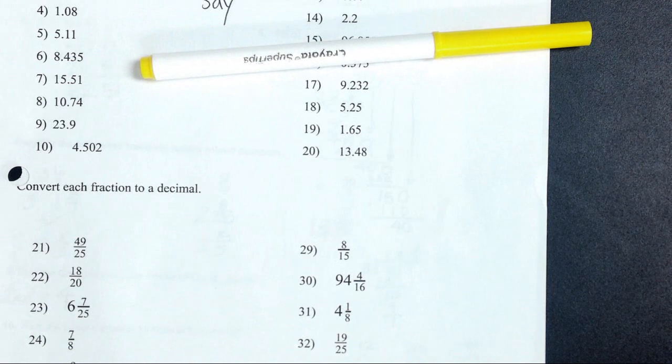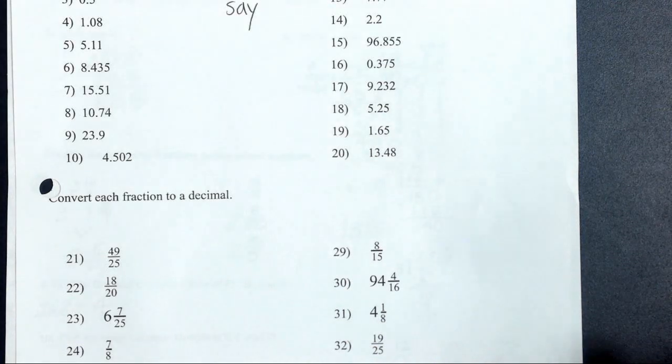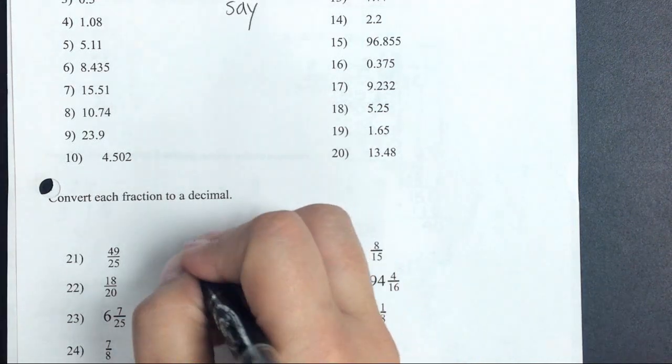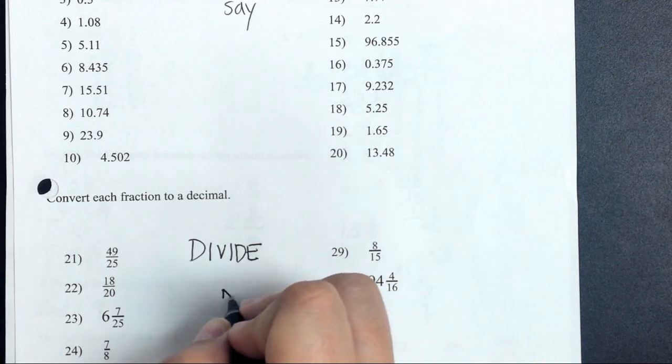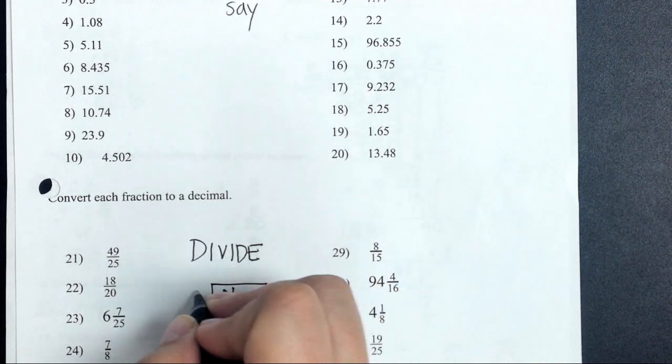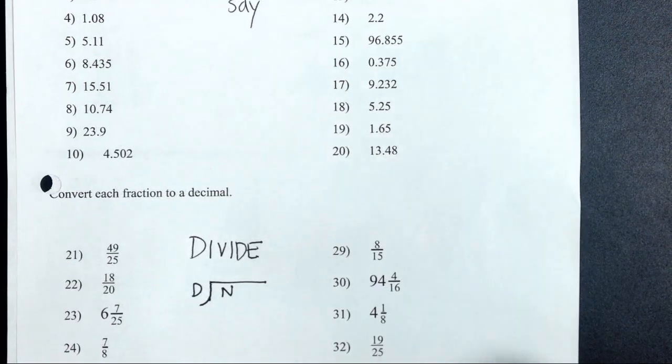How do I change a fraction to a decimal? What do I do? Anybody? You put that number in the... So what are you doing when you do that? You divide it. You're dividing, okay? So here's our big thing, guys. We divide. And remember, it's always numerator divided by denominator, okay? So your top number is always in the house.